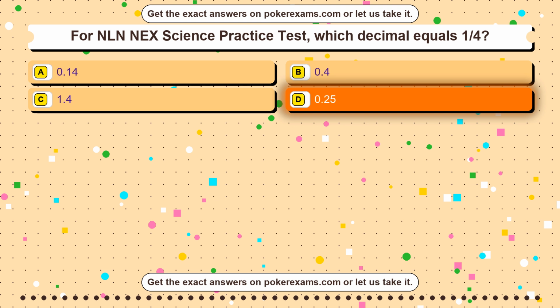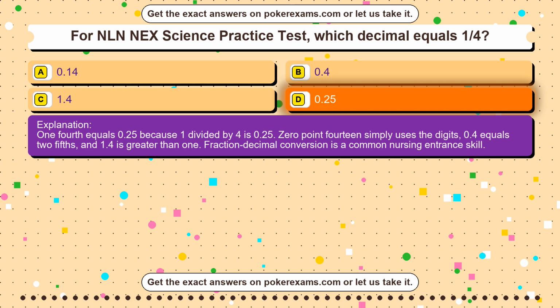0.25. 3/10 is written as 0.3. 0.03 is 3/100ths, while 3.0 equals 3 whole units. 30 is far too large.